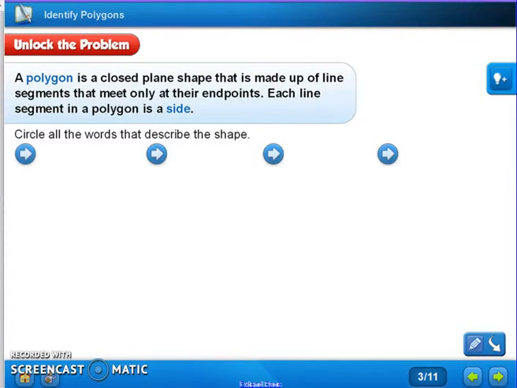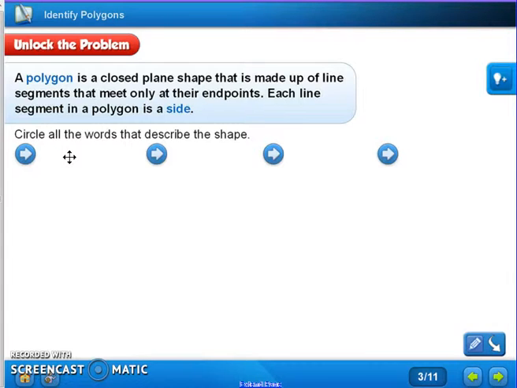I want to teach you about a new geometric term called polygon. So if you look up at the definition here, it says a polygon is a closed plane shape that is made up of line segments that meet only at their endpoints. Each line segment in a polygon is a side.